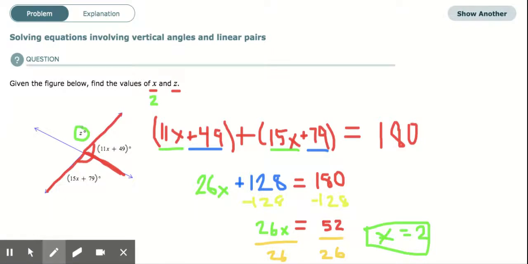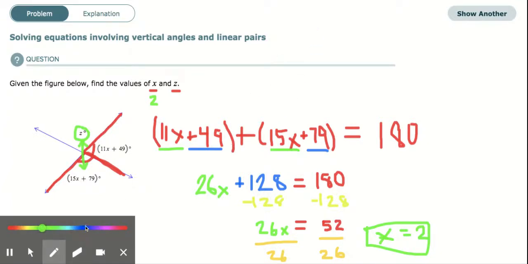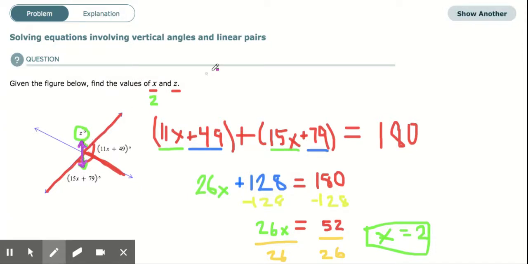And what do I know about z? Well, I know 2 things about z. I know z is equal to this because they're vertical angles. I also know that z plus this would equal 180. I think it's easier to set it equal to what's across from it, so I'm going to go ahead and do that. So let's do this in another color. We're solving for z now. So z is going to be equal to, since it's across from, 15x plus 79.